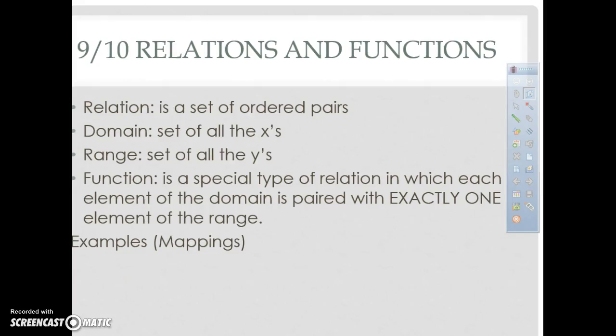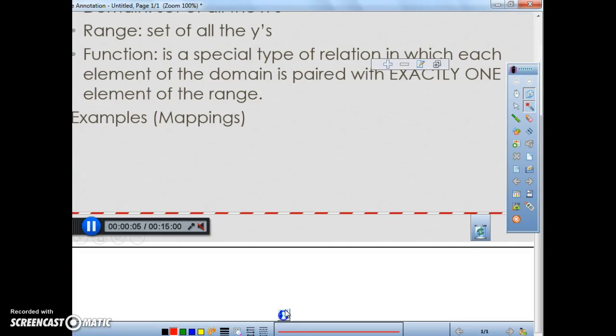So, for an example, if we have this circle is going to represent the domain, and this circle is going to represent the range, so the y numbers. And I'm going to put some numbers in here and show how they go together.